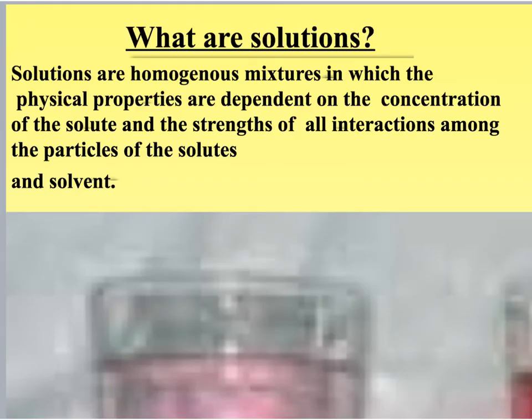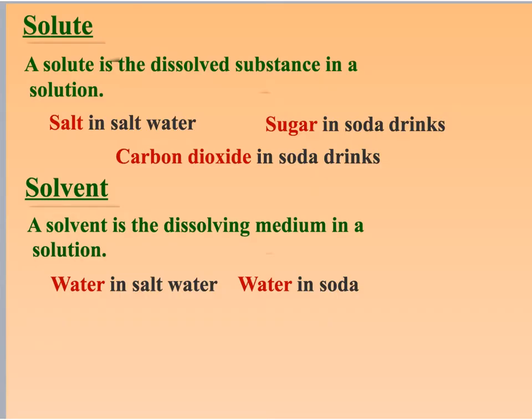So what is a solution? Well, it's a homogeneous mixture, which means it looks the same throughout itself, in which the physical properties depend upon the concentration and the strength of the interaction of the particles that are inside of the actual solution. So it depends on the solutes and the solvents. A solute is the substance that's about to be dissolved in the solution, and a solvent is the medium in which everything is being dissolved.